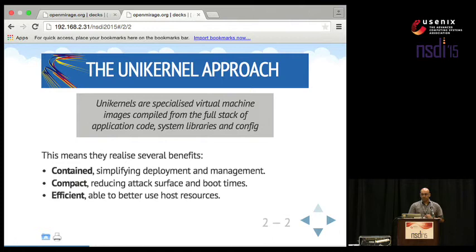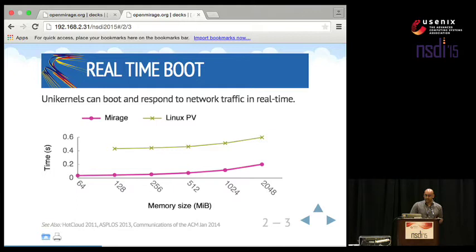Now, this is a graph from ASPLOS just showing that when we first built Unikernels in x86, they can boot very fast. So where Linux takes quite a bit of memory and a highly optimized instance can take over half a second to boot, we can boot these things in 10 milliseconds in x86. So we have some interesting raw materials to work from when building our new system.